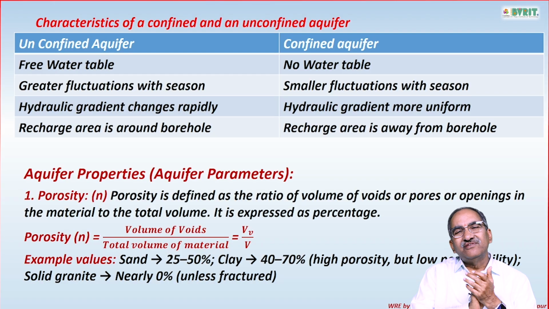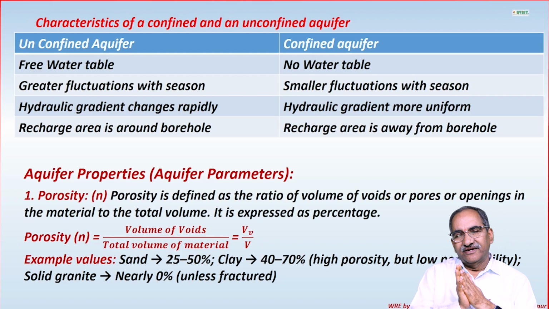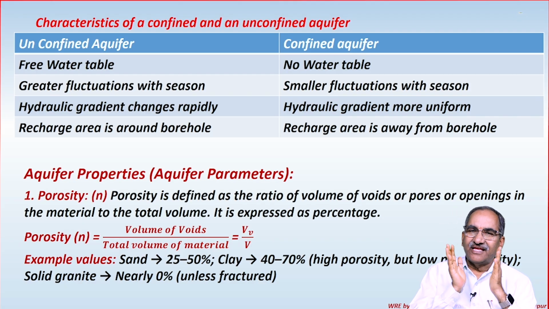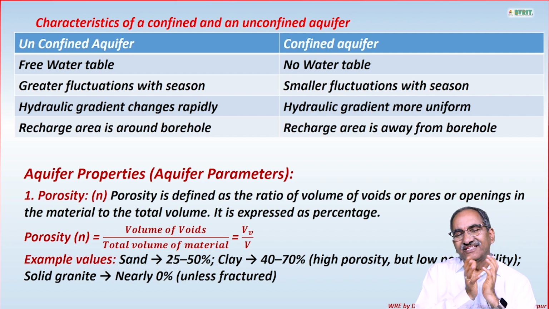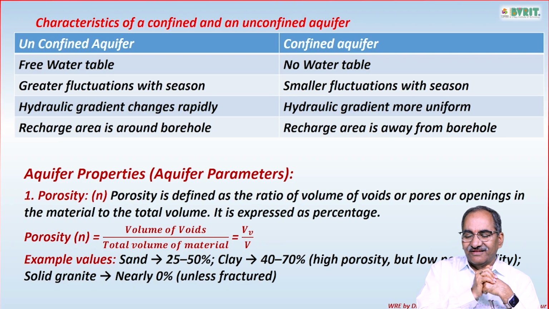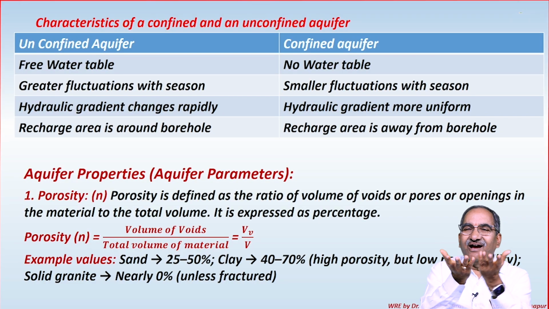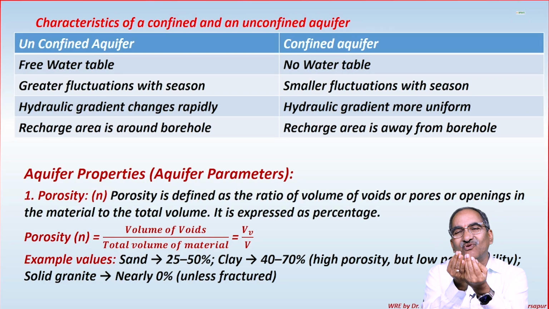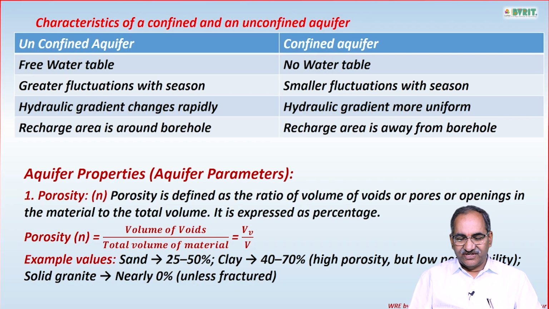So porosity is the volume of voids divided by the total volume of the material, V_v divided by total volume. For example, take sand. What is the porosity of sand? It varies from 25% to 50%, so that much empty space is there. Whereas clay has more space, 40 to 70%, high porosity actually. Whereas granite has almost no empty space at all, no pores at all, so 0%. This is what you generally need to have an idea of.